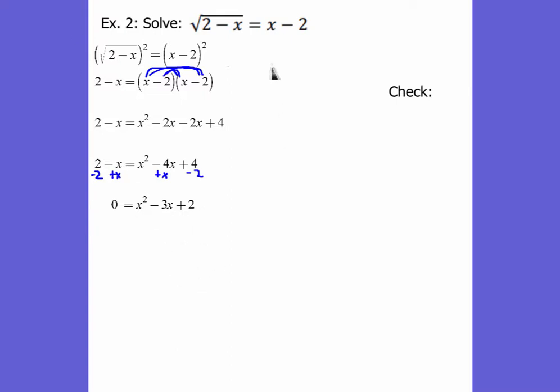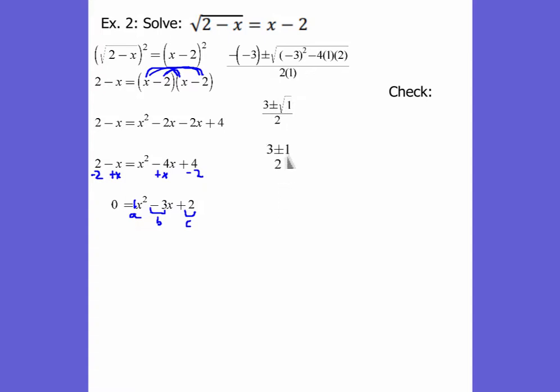Now I'm going to use the quadratic formula to solve this problem. If I plug the numbers from this problem into the quadratic formula, 1 is my a, negative 3 is my b value, and 2 is my c value. Looks like this. Underneath my radical, 3 squared is 9, 4 times 1 times 2 is 8, and 9 minus 8 is 1. So I get 3 plus or minus the square root of 1, over 2.